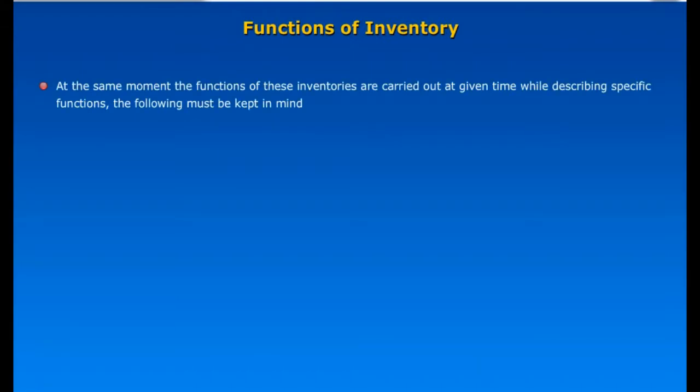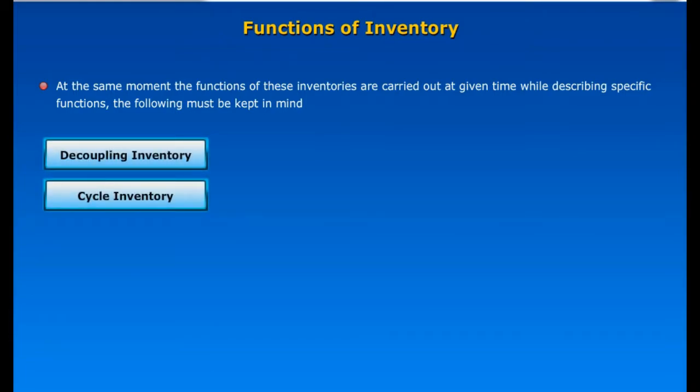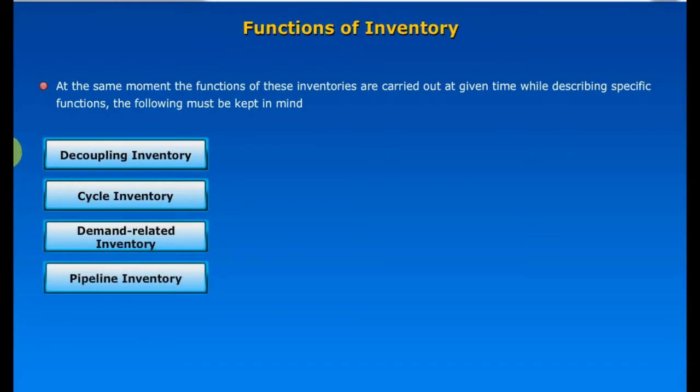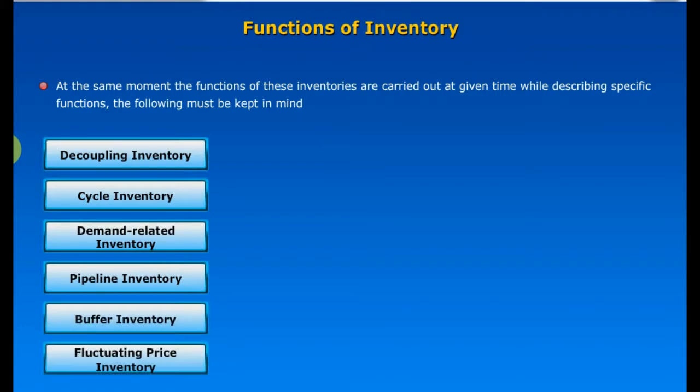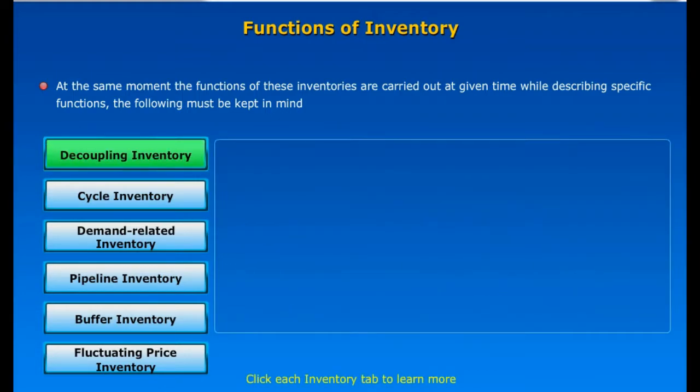At the same moment, the functions of these inventories are carried out at a given time. While describing specific functions, the following must be kept in mind: decoupling inventory, cycle inventory, demand-related inventory, pipeline inventory, buffer inventory, fluctuating price inventory. Click each inventory tab to learn more.